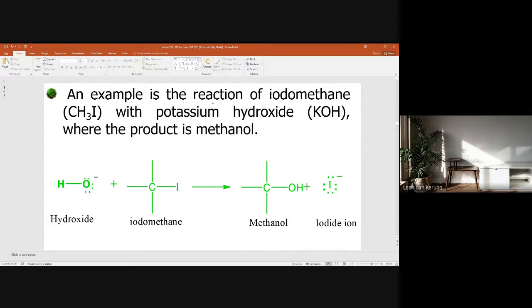An example is the reaction of iodomethane with hydroxide, where the product is methanol. So this is one way in which methanol can be synthesized, by reacting iodomethane and hydroxide ion, which is a nucleophile. In this case, we have this specific nucleophile and this specific alkyl halide reacting to form these products. For example, if you wanted to synthesize methanol, and also the iodide ion is a leaving group.